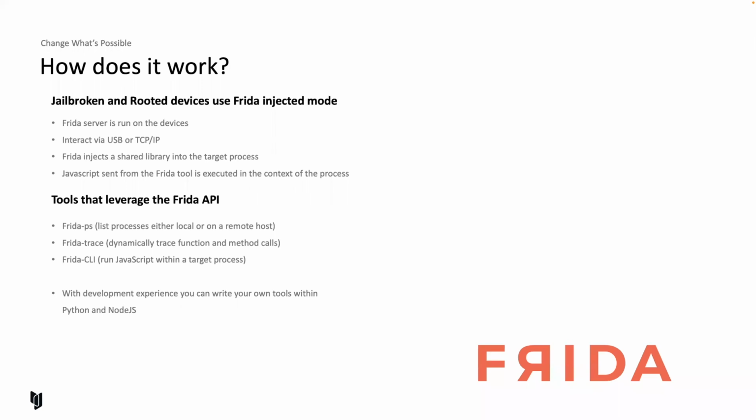Things like frida-ps, which lists processes on your device as well, and by the way, you can get a lot of that information right out of Corellium just on the apps tab. But frida-ps is a really good opportunity to gain that information if you need process IDs, package names, or just the name of the application running. You can use things like Frida trace, which can dynamically trace function and method calls, which we'll talk about quickly in a second. And then Frida CLI, with which you can run JavaScript within a target process.